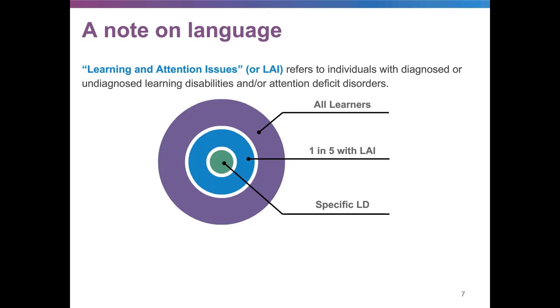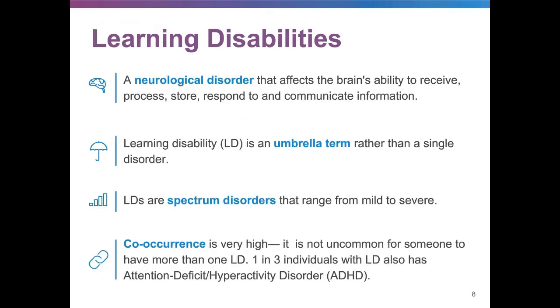Learning disabilities, just kind of a very brief overview. Learning disabilities are neurological disorders. They affect the brain's ability to receive, process, store, respond to, and communicate information. So it's all about how you perceive the world around you. It's the sense that your brain makes out of what you are hearing, seeing, touching, feeling, that sort of stuff.